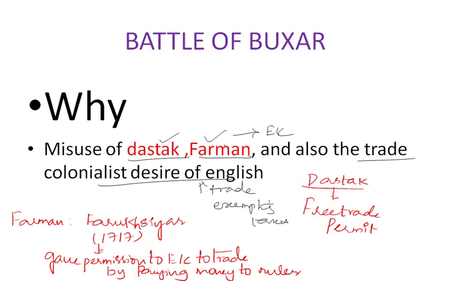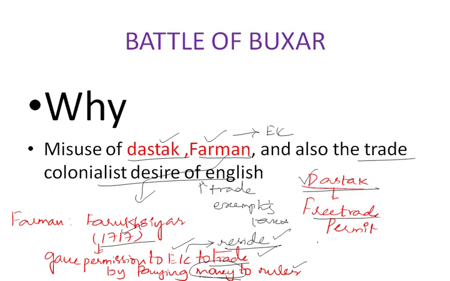So what are these Dastak and Farman? Farman: in 1717, Farrukhsiyar issued a farman to the East India Company. So what does that say? It says that the East India Company has a right to reside and trade in the Mughal empire by paying some amount to the king. This amount should be paid by the East India Company to continue trade in the territory of the Mughal emperor.